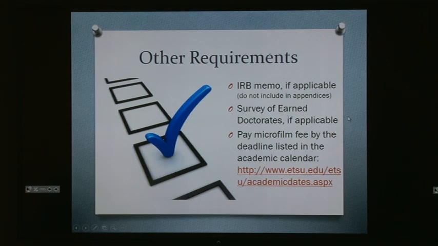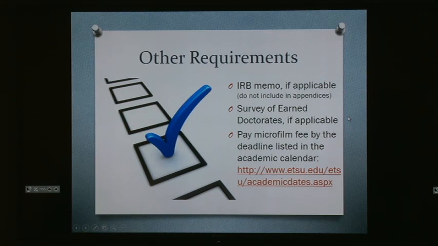Okay. Going on down the checklist, we also ask for an IRB memo, if applicable, if you went through the IRB and got a determination of exempt or approved, or sometimes, recently they've been sending a letter that says we didn't even need to look at your paper. If you got any one of those memos, I need to have that on file.